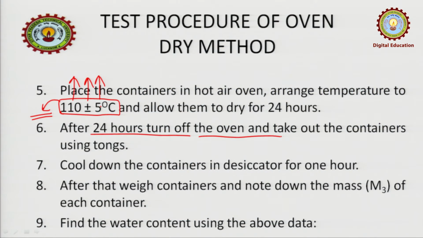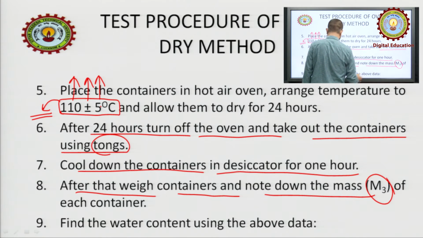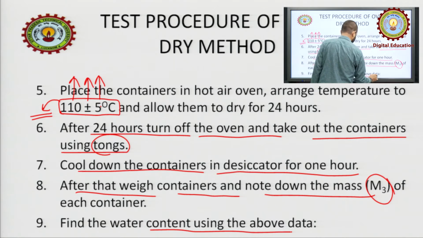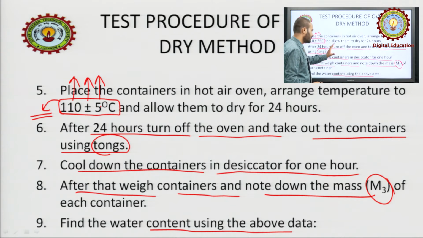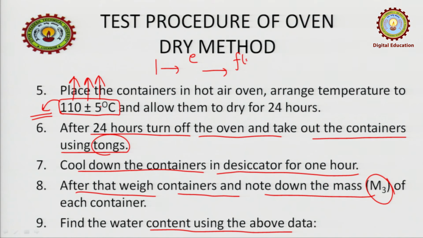Then turn off the oven and take out the containers using tongs. Now the tong is being used here. Cool down the containers in the desiccator for 1 hour. After that, weigh the containers and note down the masses, that is your M3 now. Okay, find the moisture content using the above data. Now you already had one empty and one filled with moist soil. Again, after putting it in the oven for 24 hours, we have to measure it again.